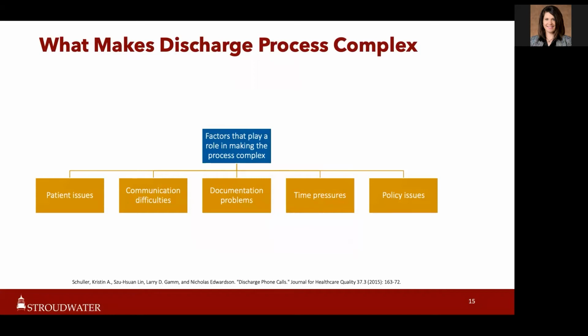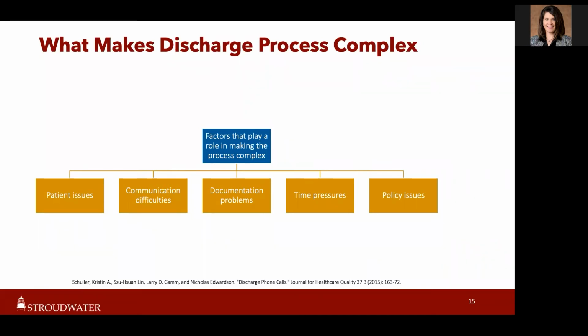We have patient issues, again, communication difficulties, documentation problems, the time pressure on getting everything together, meeting as a team, making sure that we have everything together in a timely manner to get this patient safely discharged.